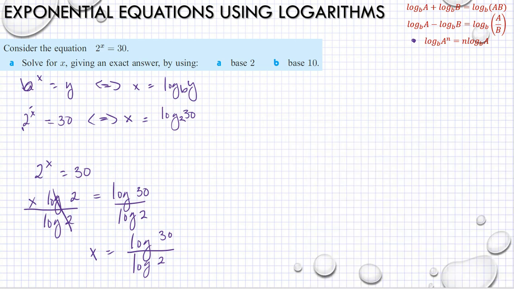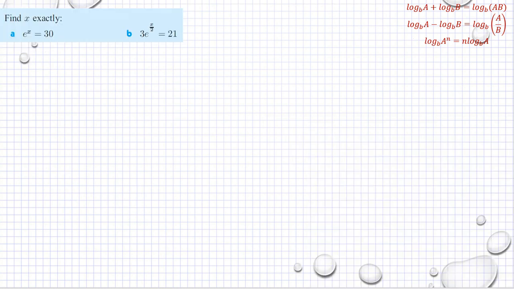Okay. Another. We have find exactly. It's here. And then we have the base is e. That means we're going to use the natural logarithm. So for a, we have e raised to x is equal to 30. Then we have x ln of e, because of this law, is equal to ln of 30. And we know that ln of e is 1. Then we have x is equal to ln of 30.